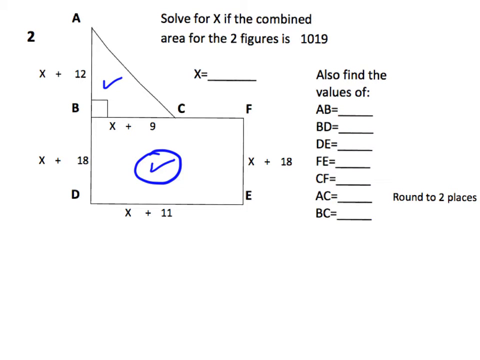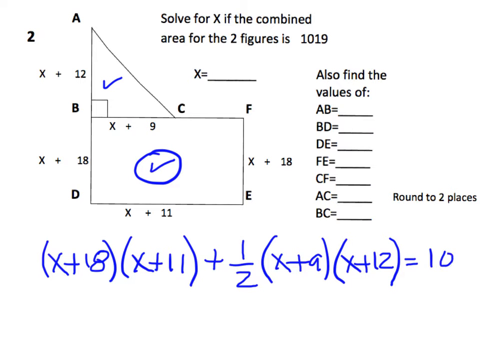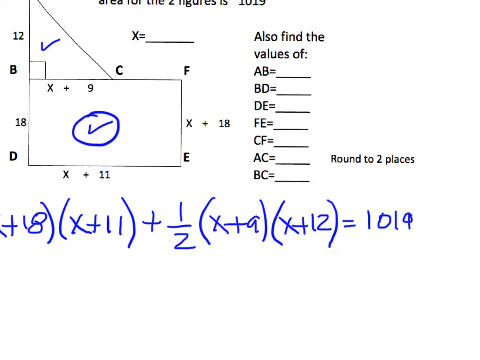To get this area, you have to do the quantity of x plus 18 times the quantity of x plus 11, and add that to the area of the triangle, which is 1/2 times the quantity of x plus 9 times the quantity of x plus 12. And all of this must be equal to 1019, which is the area of both figures added together. Written very poorly. Hit the edge of the screen. There we go.